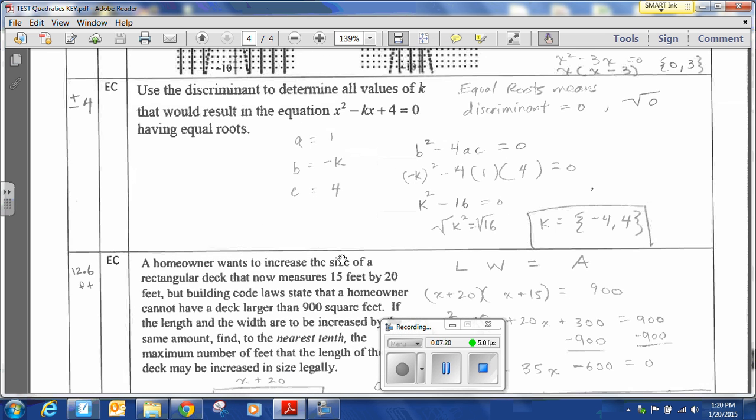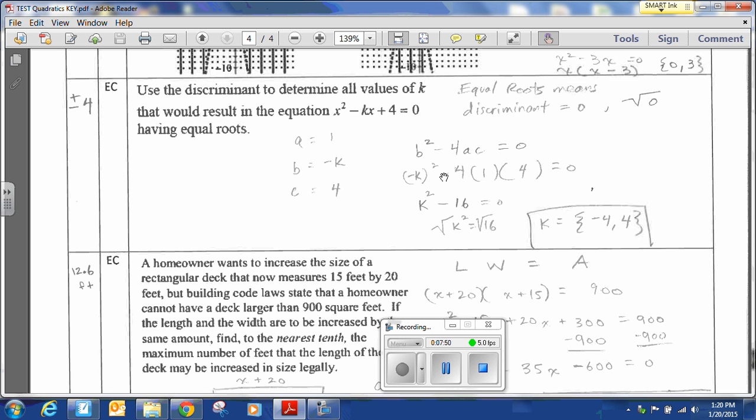Okay, now for the extra credit. Use the discriminant to determine all the values of k that will result in the equation x squared minus kx plus 4 equals 0 having equal roots. This is the key, equal roots. You must know that when the discriminant equals 0, you have equal roots. So let's find all the values of k that would work.